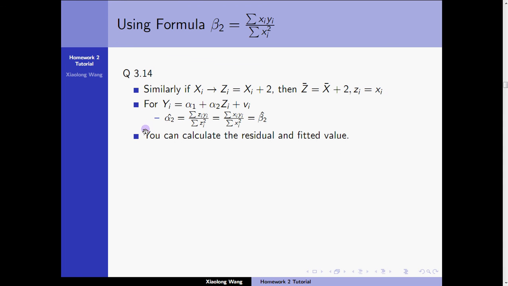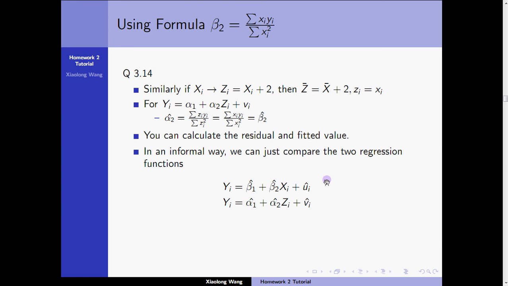So if you don't want to use all the formulas to make the calculation, there is an informal way to make sense of what is happening here. So what can we do? We can just compare the two regression functions. If we look at these two regression functions, yi equals beta 1 hat plus beta 2 hat times xi plus ui hat, the residual, and then yi equals alpha 1 hat plus alpha 2 hat times zi plus vi hat, the residual.